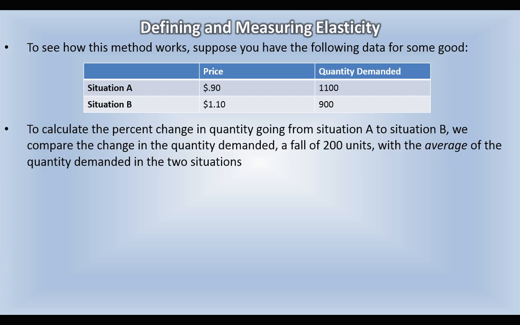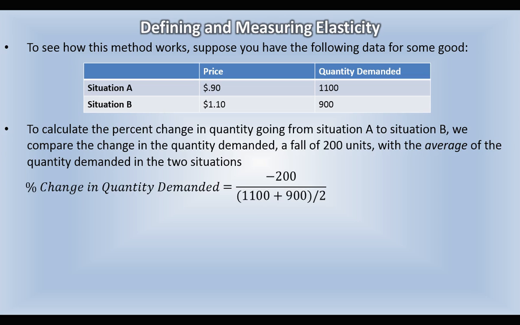So to calculate the percent change in quantity going from situation A to situation B, we compare the change in quantity demanded, in this case a fall of 200 units, with the average of the quantity demanded in the two situations. So the percent change in the quantity demanded is equal to, in this case, negative 200. So remember, when I'm talking about the price elasticity of demand, we're always talking about a number that's going to be negative. And so I've left out the negative sometimes. It doesn't matter as long as you understand that for the price elasticity of demand, no matter what, it's always going to be negative. You don't need to see it. It's just because that's the nature of the measure.